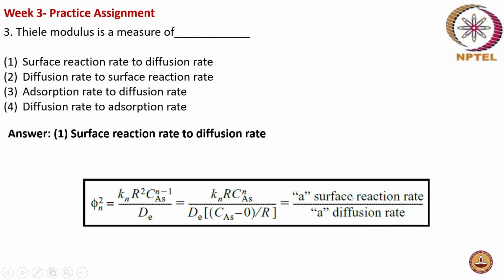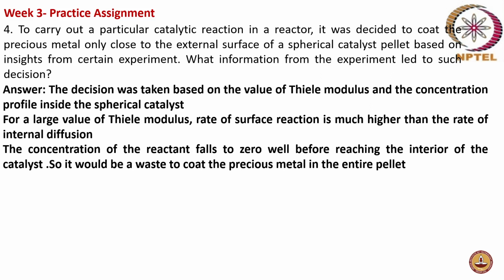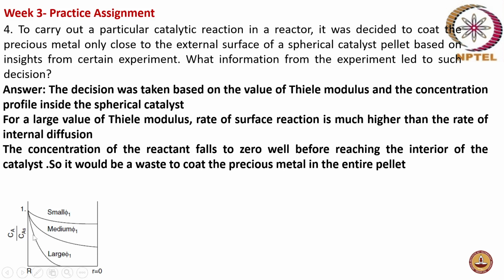So what happens in that case? As soon as your reactant sees that catalyst surface, immediately the reaction will happen, and the reactant will not even diffuse completely inside the catalyst pore, right? Because the rate of reaction is very high compared to your diffusion rate, and that is why you can see in the concentration profile at large Thiele modulus, the concentration of the reactant drops to 0 before reaching R equal to 0.